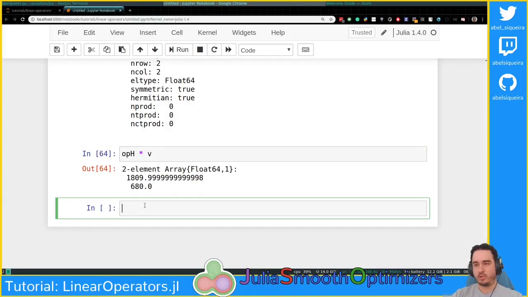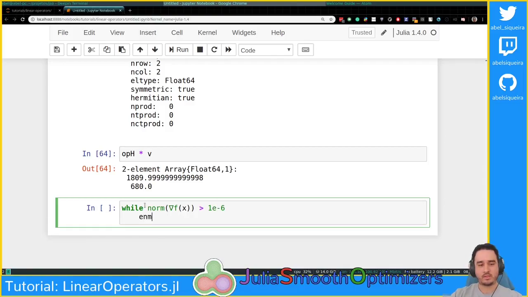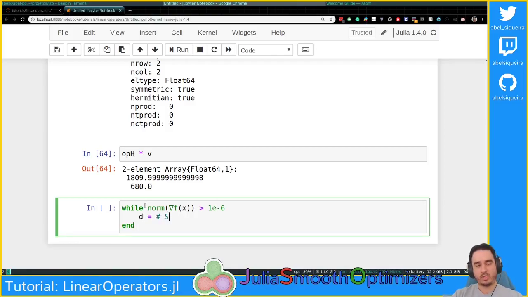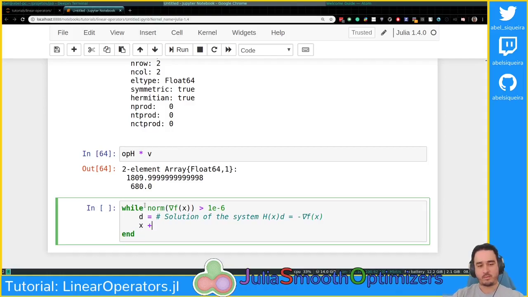So a simple Newton method: while the norm of the gradient is greater than 10 to the minus 6, I want this direction to be the solution of the system H of x, d equals minus nabla f of x, and I'm going to update x, okay? So I love the Rosenbrock function because we can always do this and it will work, even though the problem will not be convex.